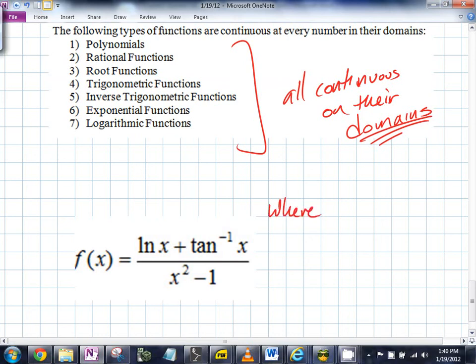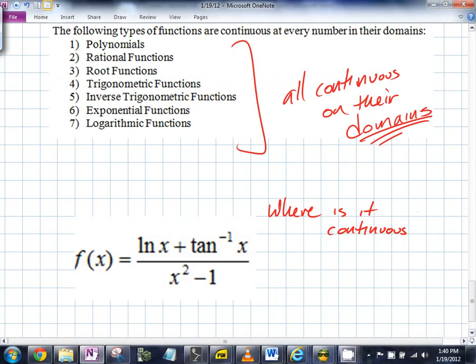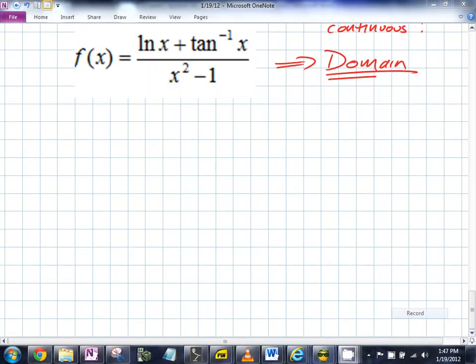x squared minus 1 cannot be 0. So x squared cannot be 1. So x cannot be what? Plus or minus 1. So there's the first thing you know, correct? ln x. What's the domain of ln x? X such that x is greater than 0. That's correct. Can you plug in a negative number into a logarithm? No. Can you plug in 0 into a logarithm? No, you can't. Not defined.